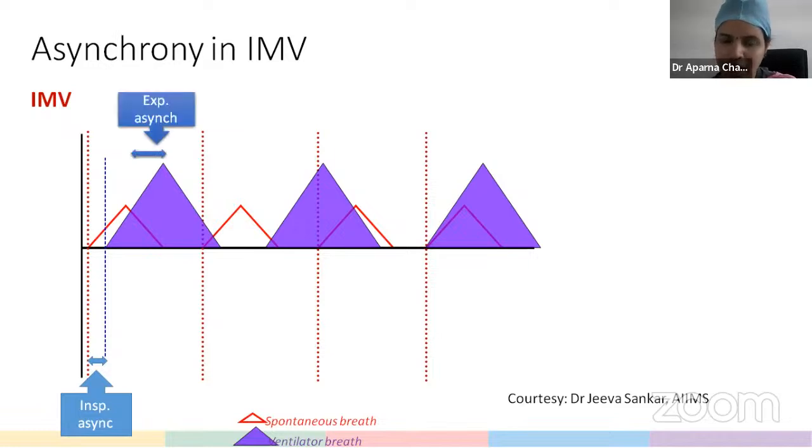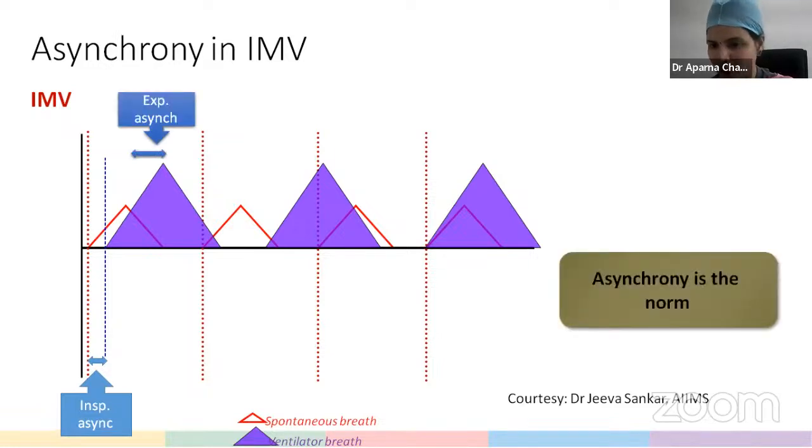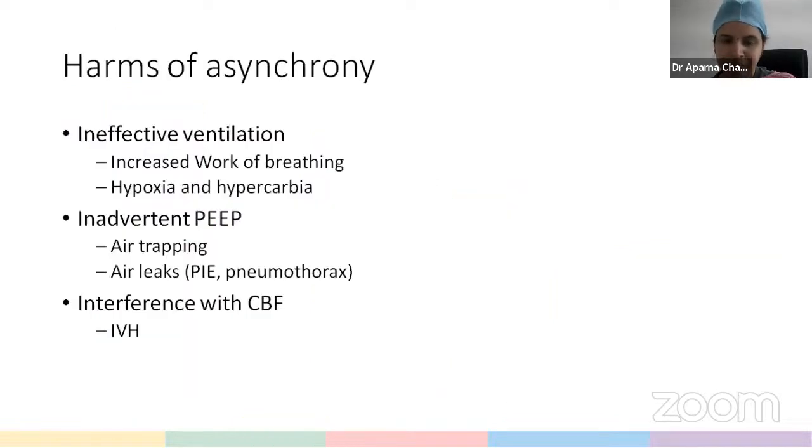Both inspiratory asynchrony as well as expiratory asynchrony are a norm in intermittent mandatory ventilation, because we are delivering fixed breaths at fixed time intervals without considering the patient's efforts. And asynchrony can lead to a lot of harms in the form of ineffective ventilation. It leads to increased work of breathing, hypoxia, and CO2 retention. It may also lead to inadvertent PEEP or air trapping because of the gas getting trapped. The ventilator begins the next breath inspiration even before the patient has completed expiration. So this results in air trapping and auto PEEP. It can also increase the risk of air leaks such as pulmonary interstitial emphysema or pneumothorax.